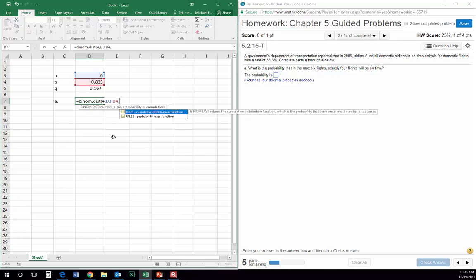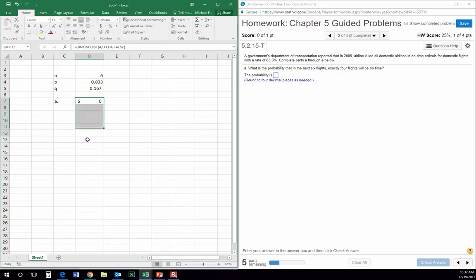And then we have to tell it whether it's cumulative or not. Cumulative means the probability of multiple values. So if it had said 4 or fewer flights being on time, that would be cumulative. In this case, it says exactly 4, so that's not multiple, it's just a single one. So we're going to say our cumulative is false. Oops, sorry, this still thinks that we're trying to do dollars, probably from my last problem. It asks for 4 decimal places, so I'm going to tell Excel to give us 4 decimals.